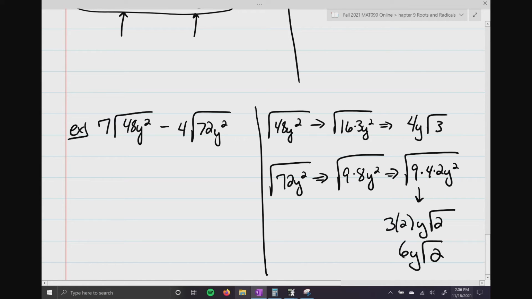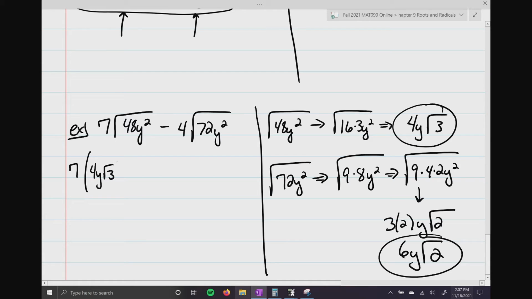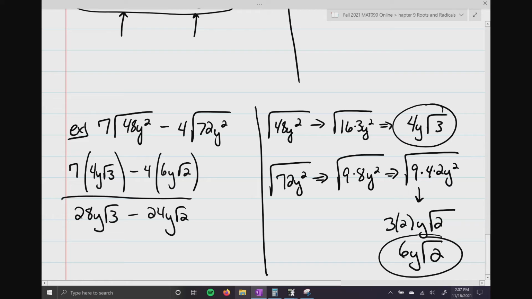So if I take my 4y square root of 3 and 6y square root of 2, and just move it over here, 7 times 4y square root of 3 minus 4 times 6y square root of 2. I run into the situation just like previously where I can't combine them, but I can go ahead and simplify this down a little bit. 28y square root of 3 minus 24y square root of 2. Okay?